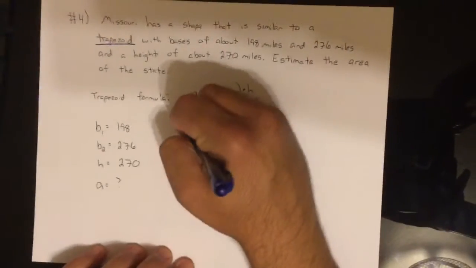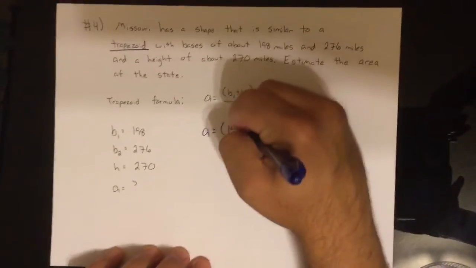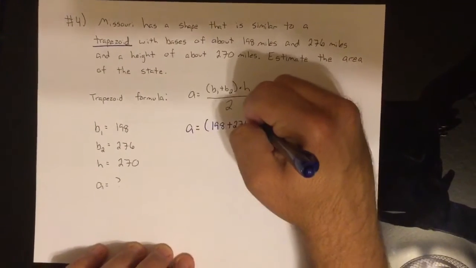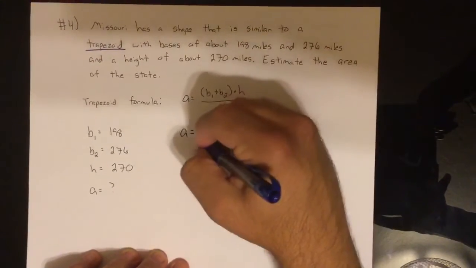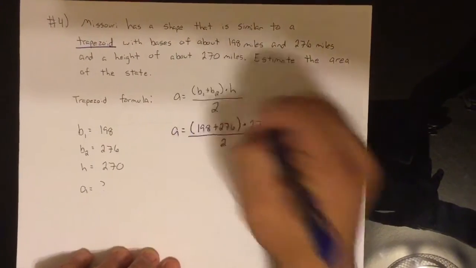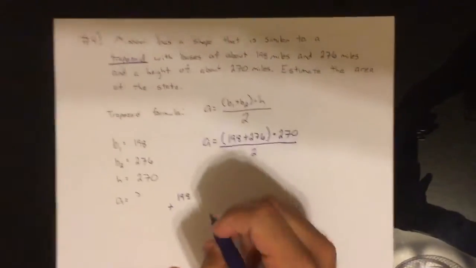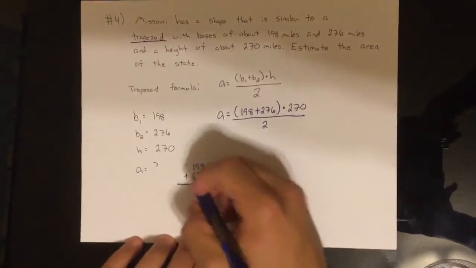So let's plug it in. So we have 198 plus 276. Whatever that answer is, you have to multiply it by 270 and then divide it by 2. Well, let's see here. 198 plus 276. 8 plus 6 is 14.